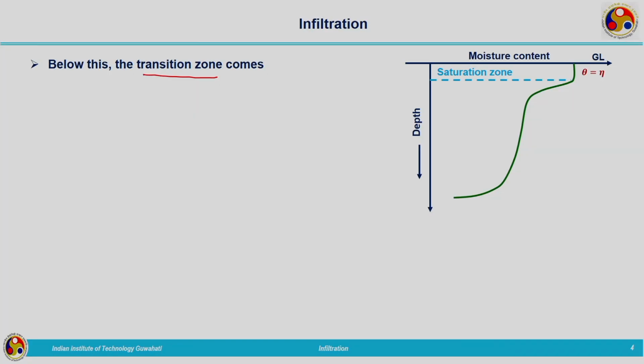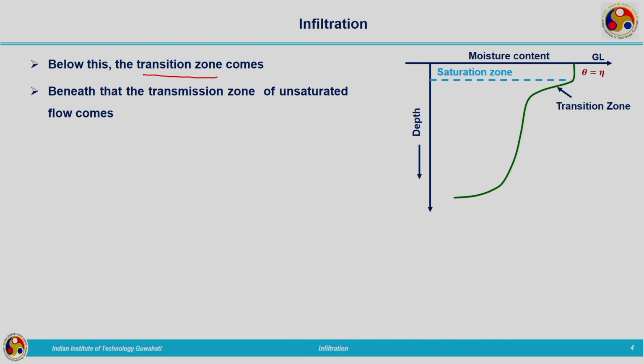It is very thin. So here we will be having the transition zone, and below that we will be having the transmission zone. Transition zone is a temporary phenomenon. Below that we will be having the transmission zone, which is exclusively for the unsaturated region.